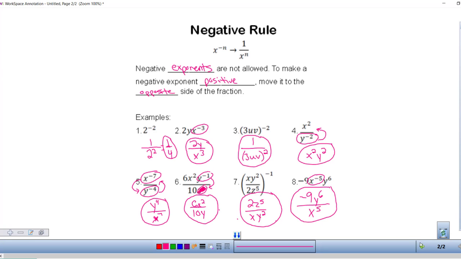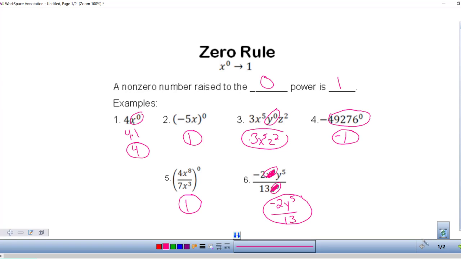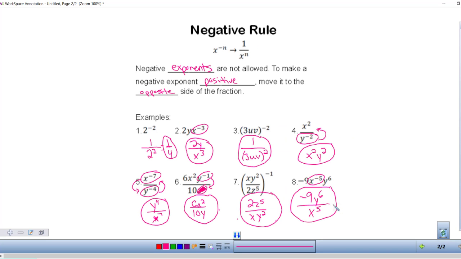So just remember that when we have 0 exponents, the answer is 1. When we have negative exponents, we have to move them from the top to the bottom or the bottom to the top.